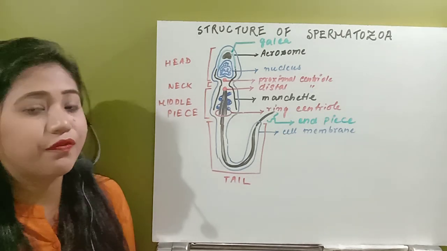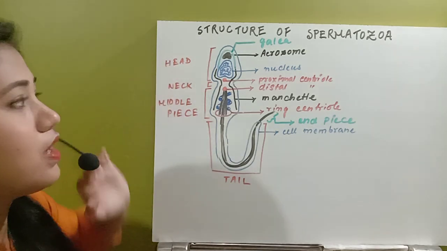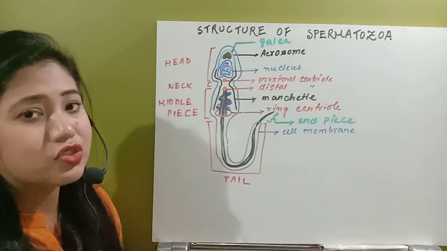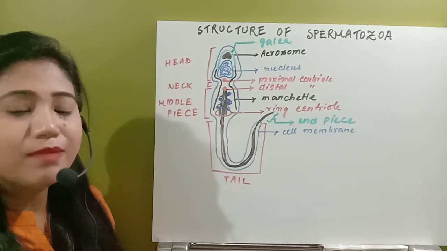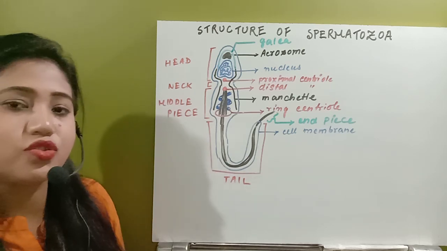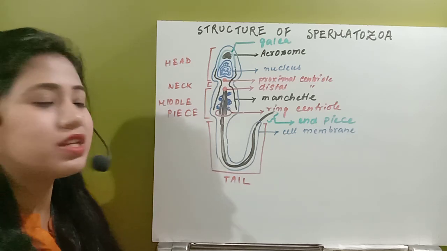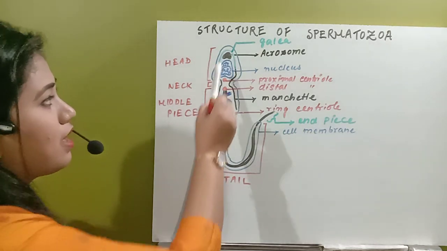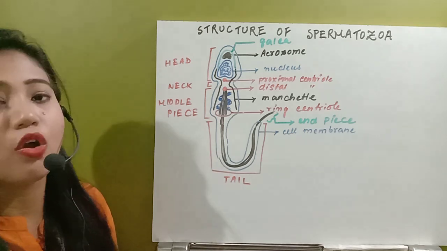Now we'll see the function of each part. First of all, in case of the spermatozoa, the head. This head, this acrosome, is the main structure which actually penetrates the ovum membrane. Ovum is covered by 3 membranes. So those 3 membranes have to be lysed by the spermatozoa, and only then is it possible that the spermatozoa can deposit its nucleus inside the female gamete. So how is it possible? By the acrosome. That acrosome is actually derived from the Golgi body.